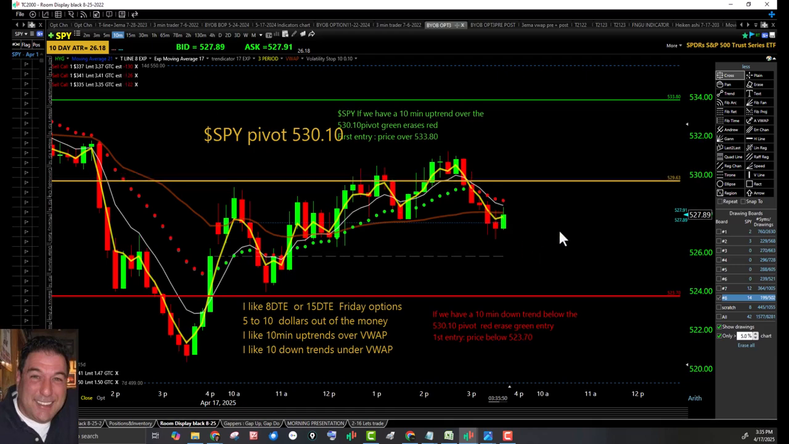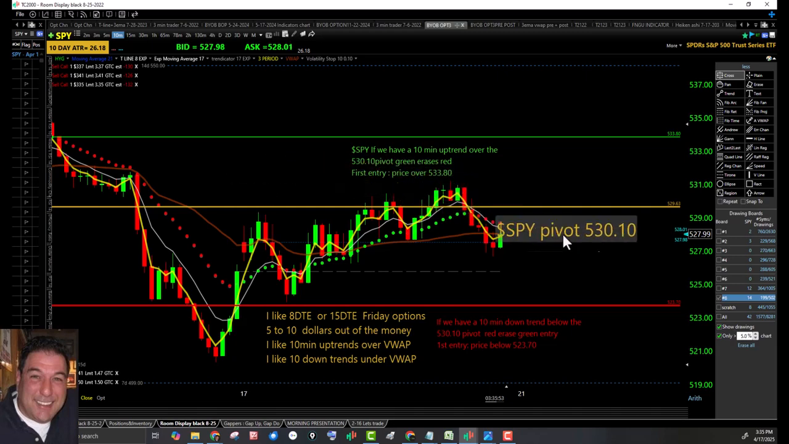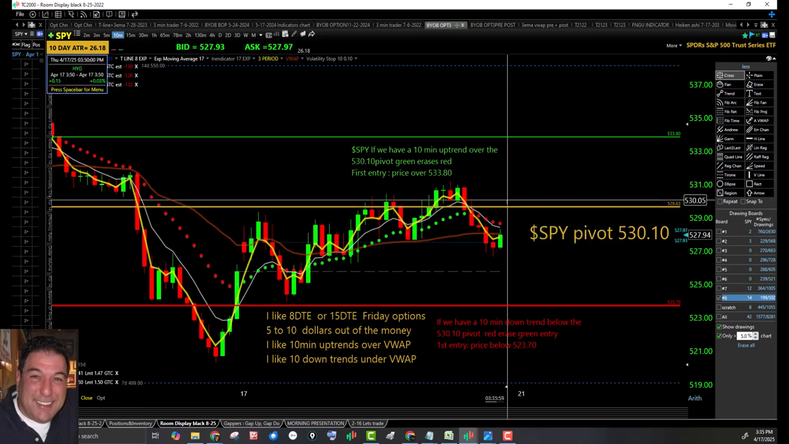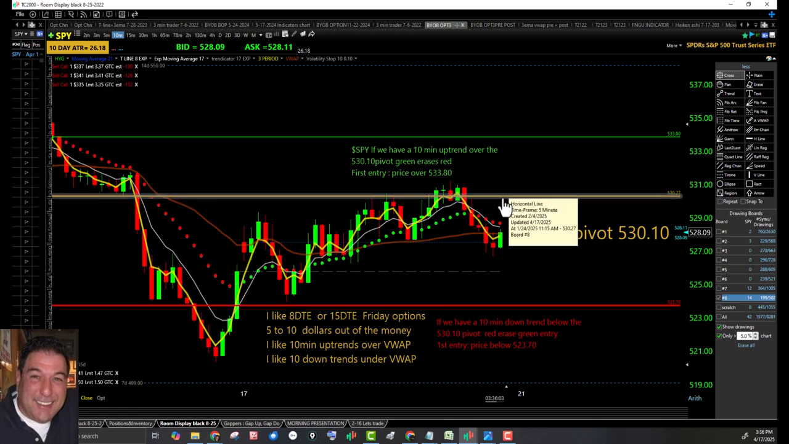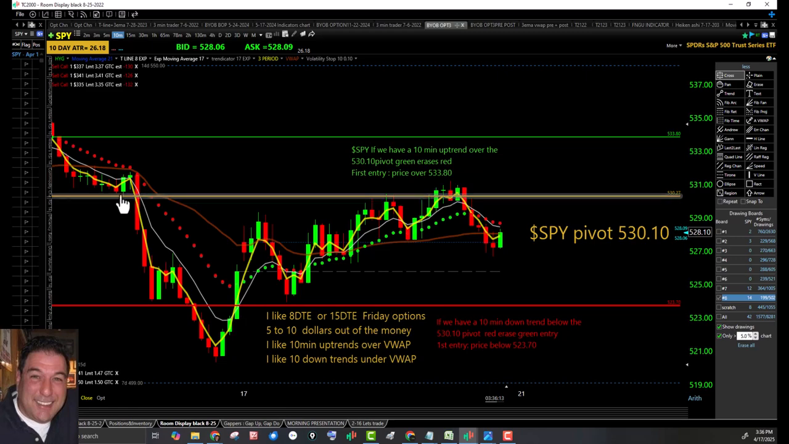All right, on the SPY for the game plan, the SPY pivot was 530.10. We came up to 530.10. Let me just point out 530.10. This is 530.27. You can see it was right up here. Nothing but attached candles to 530.10. So we hit resistance and we bounced away. And we hit it and we bounced away. So there's a double top there on the resistance. We'll see what happens. Maybe we come back there.